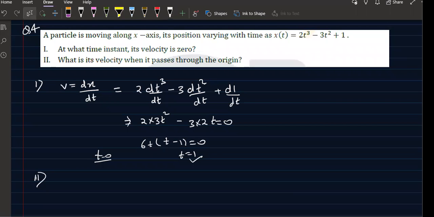Shrikar? Where's Shrikar? Where's Priyanshu? Everyone is here? Yes? Okay, very good. So let's see another problem.